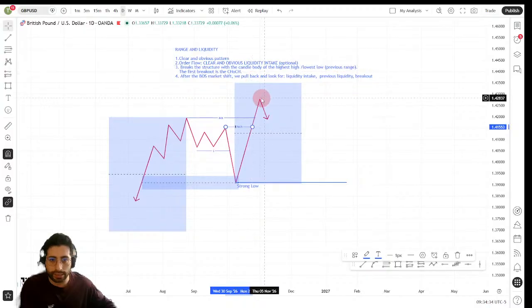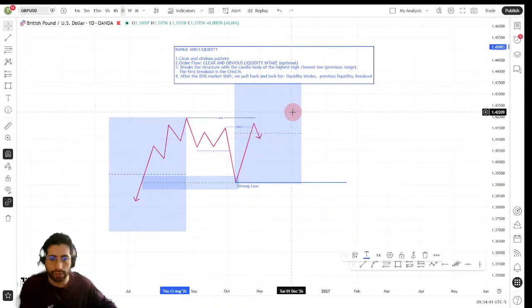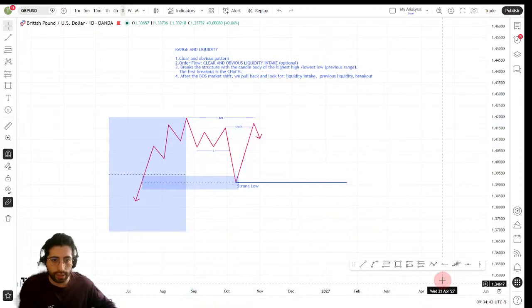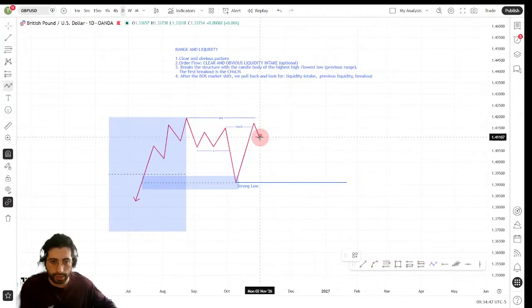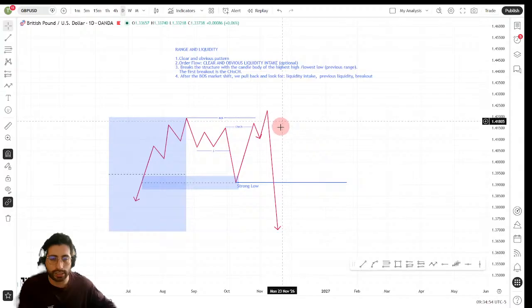Imagine that the price simply does not break this high, goes down, and it means we don't actually have a range here, right? And the price can simply do the next with a small candle wick, boom, took the liquidity of the high and boom, changed the direction of the market. This is what it means.